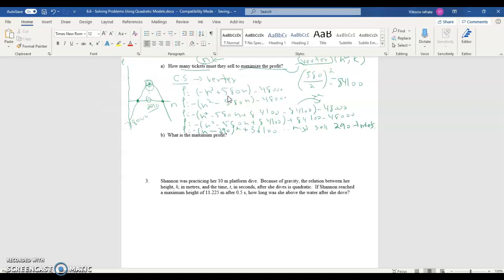And the next part of the question is, what is the maximum profit? That's simply the other part of our vertex, the Y value of our vertex, which is this over here. So the max profit is $36,100. And this occurs at 290 tickets. If you go beyond that, the fees you have to pay will cost you more than the money you made from the tickets.